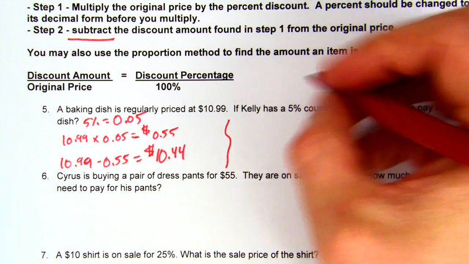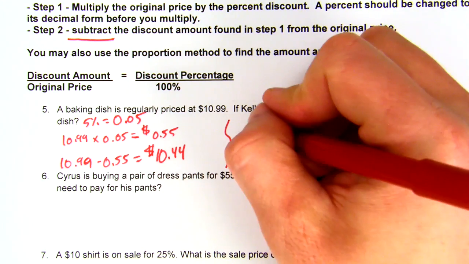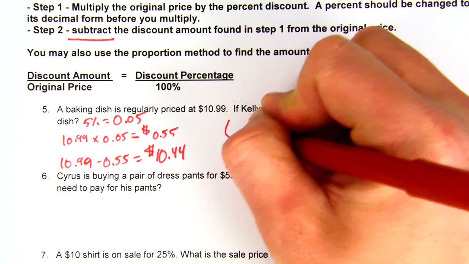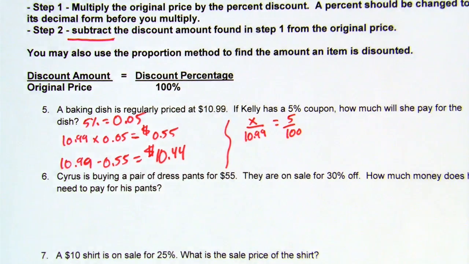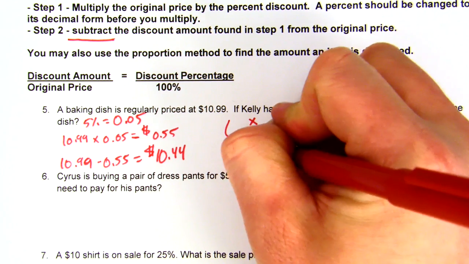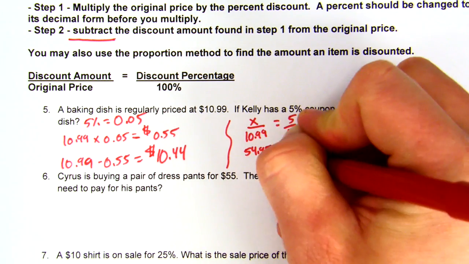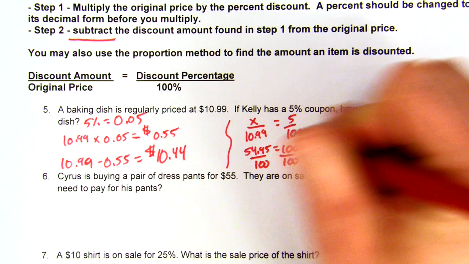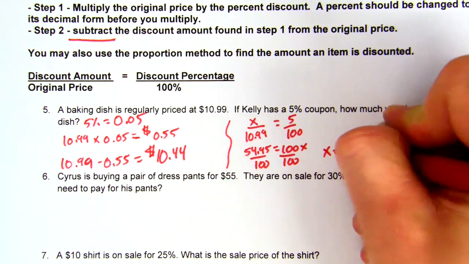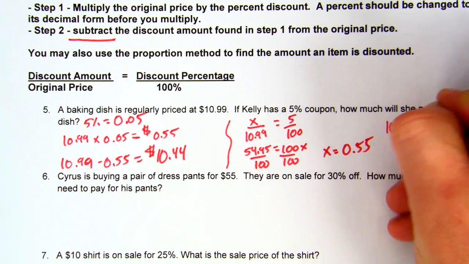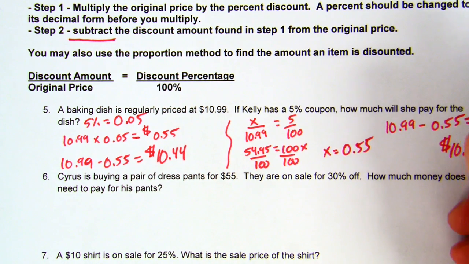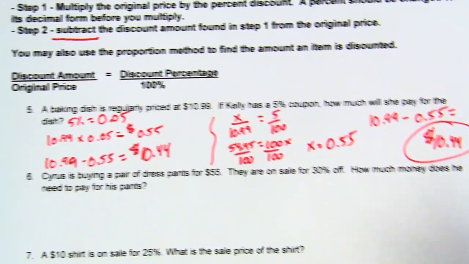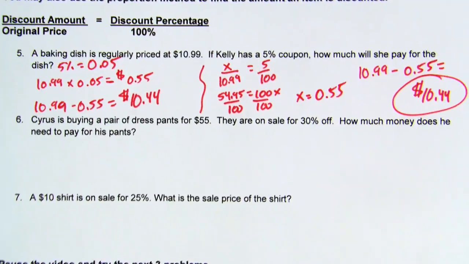Again, if I want to solve with proportion, I can. So the amount of the discount over the original price, $10.99, is equal to 5% over 100. Cross multiply, and I get 54.95 is equal to 100x. Divide by 100 on both sides, and my x value is the same thing, it's 55 cents. Again, we're going to take that 55 cents and subtract it, giving me a final answer of $10.44. There we go.